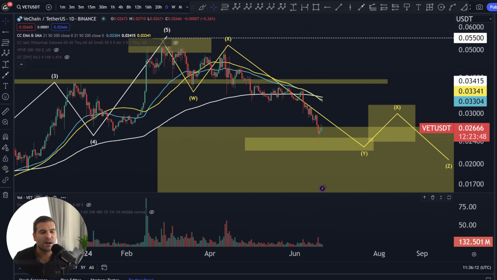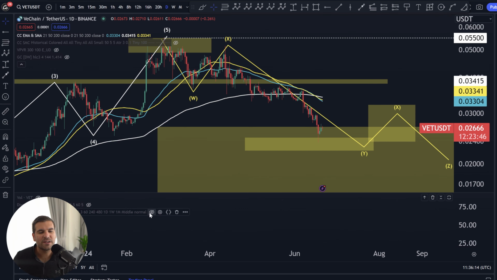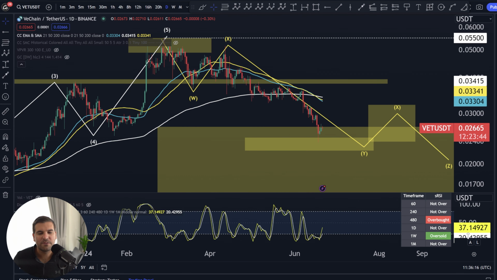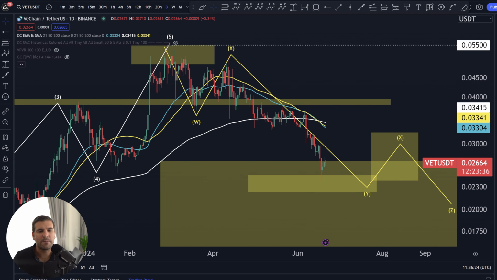So for Vechain, there's a lot of things to consider on our daily time frame, and unfortunately many of them are not as positive as we would like them to be at this stage. But like I say, these are all short-term movements. They're not about the bigger macro.